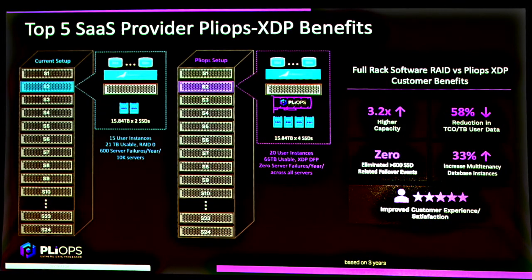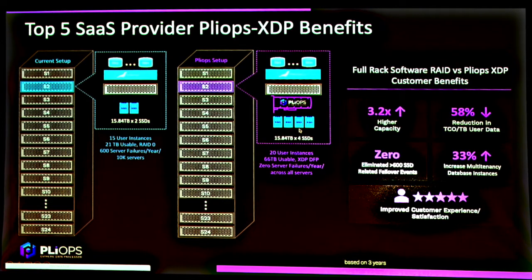So here is the high-level picture of how we helped them at the rack level design. As you see, they have the 15 terabyte and were supporting 15 user MariaDB instances with 21 terabyte. They have around 10,000 servers. Even accounting for a 2% failure rate over a year, that will trigger 600,000 failovers from a primary to the standby. So this is what was happening.